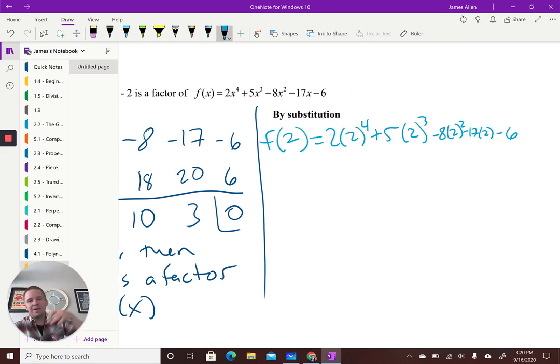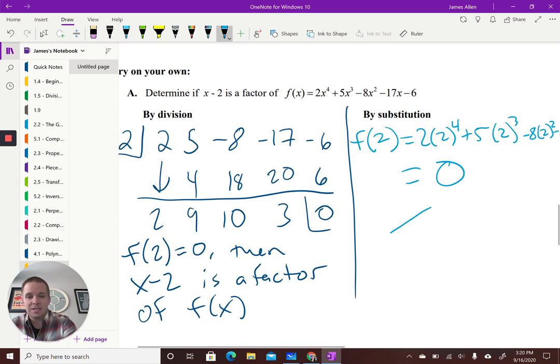Now if I evaluate all that stuff in my head, there's so much going on here. Or if I throw it onto a calculator. But if this is no calc, that just looks like a pain. But it will equal 0 if we do that, okay? Which, once again, since f of 2 equals 0, we're back to this statement down here. Since f of 2 equals 0, then x minus 2 is a factor of f of x.